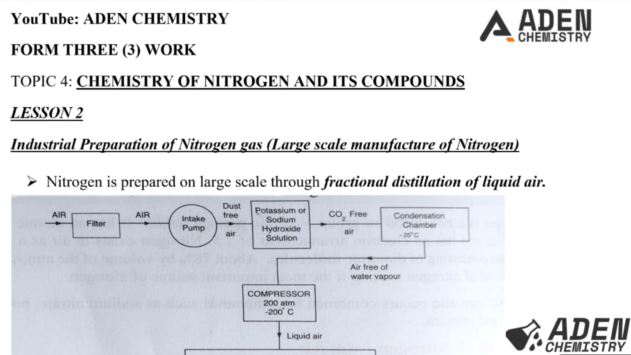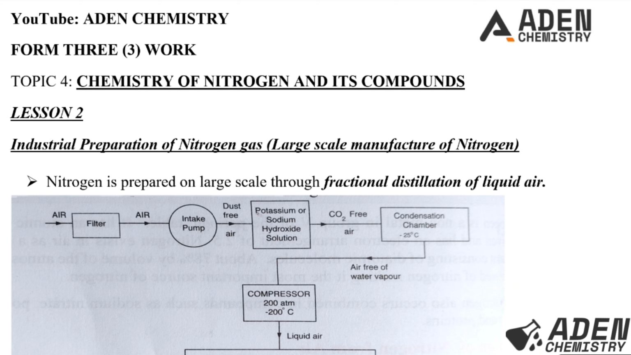Hello students, welcome. Previously, lesson 1, form 3 topic 4, we were dealing with the introduction of the chemistry of nitrogenous compounds and we have seen laboratory preparations of nitrogen gas. So today, lesson 2, we want to proceed to industrial preparation of nitrogen gas, also known as large scale manufacture of nitrogen gas.